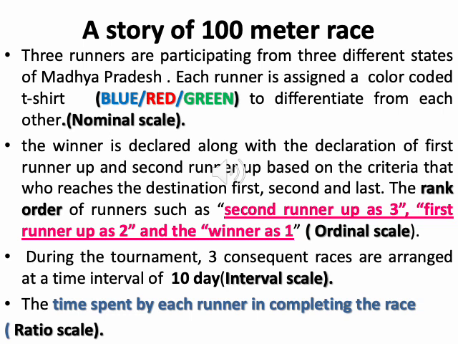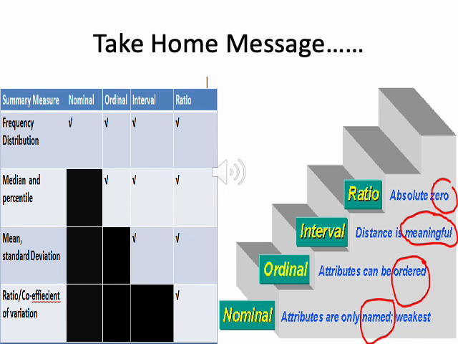During this tournament, 3 consecutive races were arranged at a time interval of 10 days. It is an interval scale. And the time spent by each runner in completing the race is a ratio scale. So this is the take-home message.